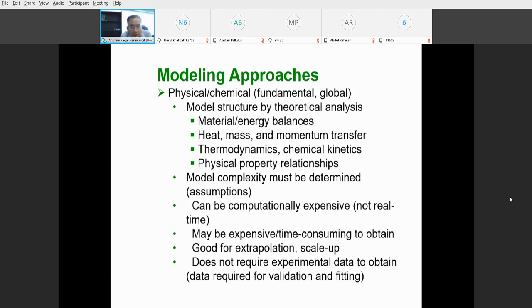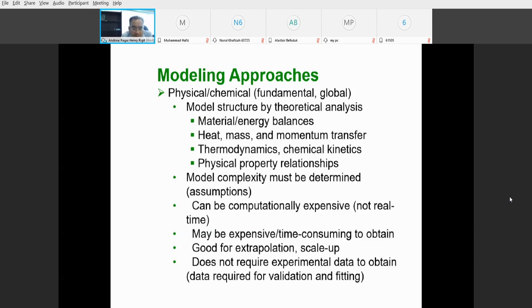Material, talking about mass. Energy, talking about the equations of heat transfer. And then heat, mass, or momentum transfer. And from thermodynamics, we have the chemical kinetics as well as the physical property relationships.